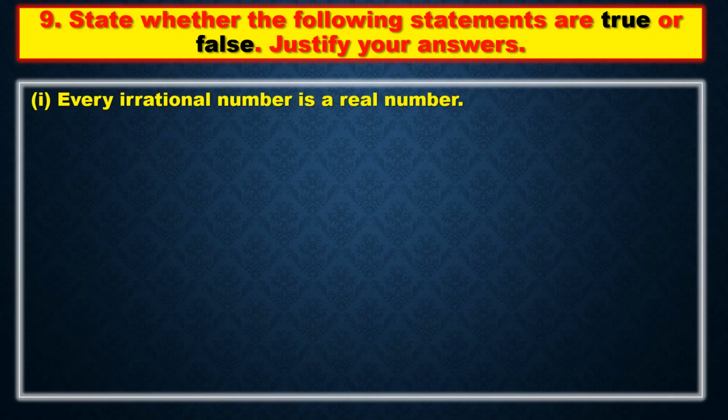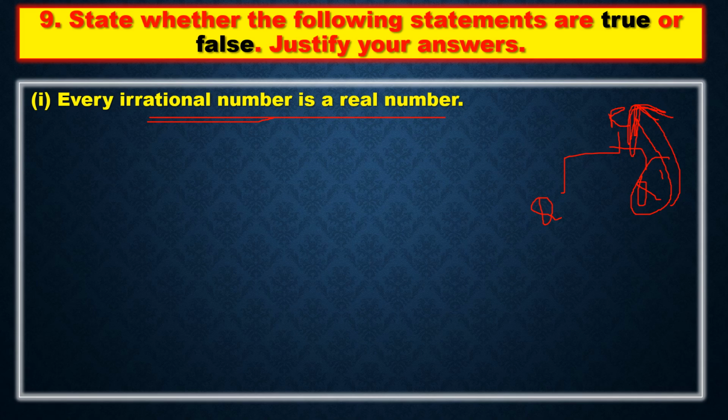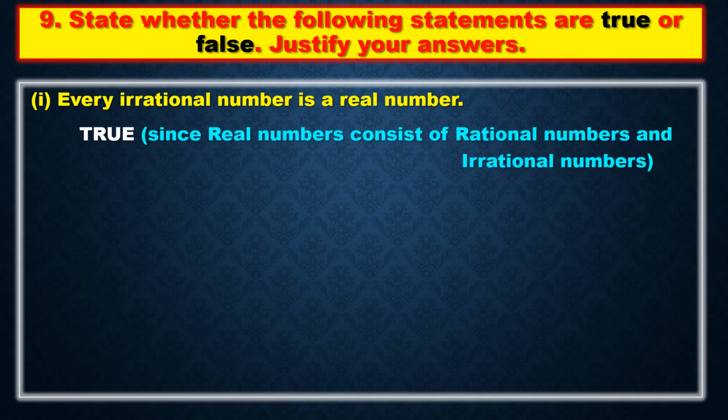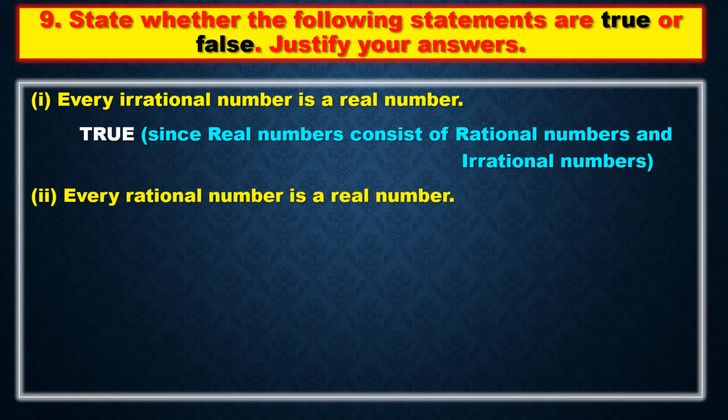Every irrational number is a real number. First, we know that real numbers are the group of rational and irrational numbers. Now he asks whether every irrational number is a real number. Yes, irrational numbers are in the real numbers only, no? So it is true. I can give the statement as true because real numbers consist of both rational and irrational numbers.